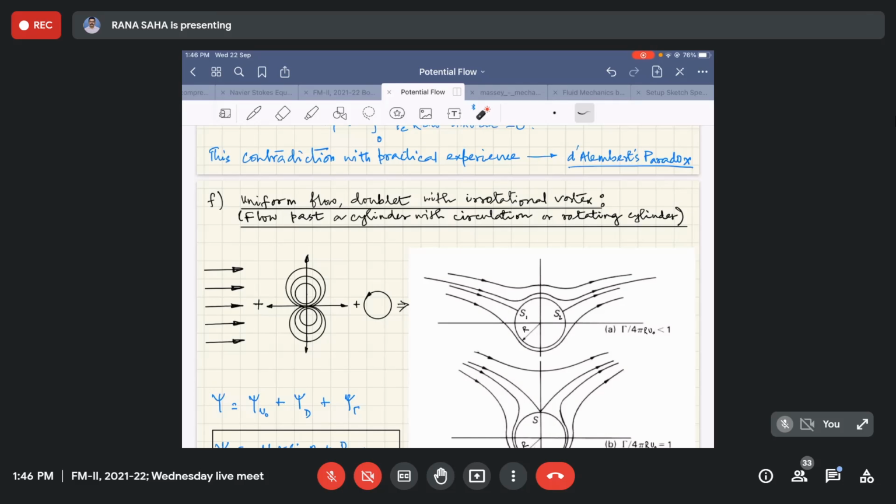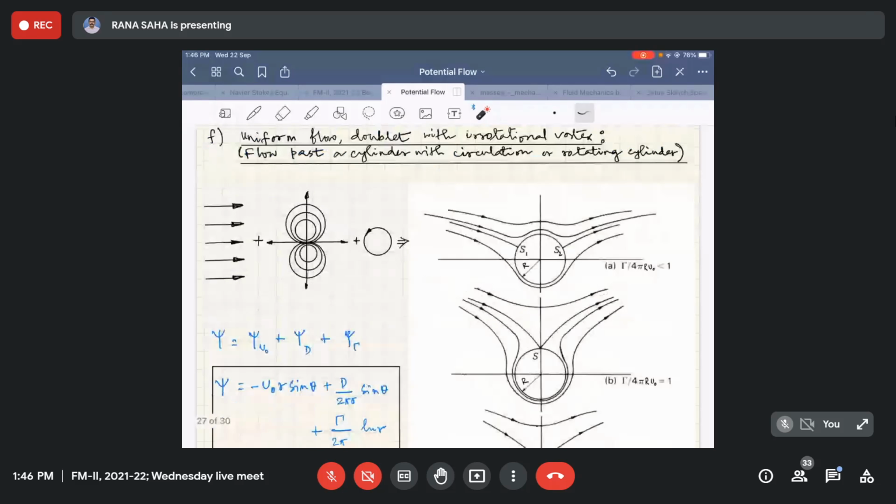Okay, so then we actually extended our study from adding these two, uniform and doublet, to another pattern, that is your free vortex.